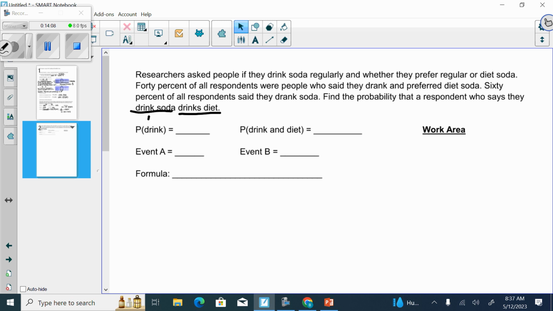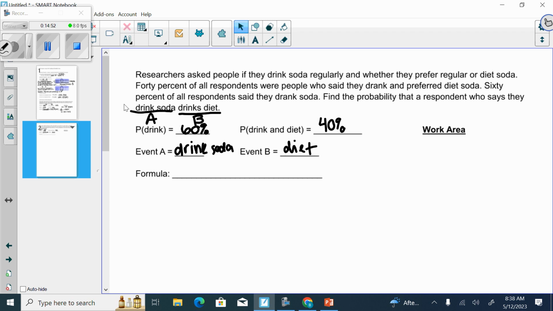Right? So, do I have something or some value for drinking soda? Do I know what percent of people drink soda? 60%. Okay, so I have something for here. Do I know what percent of people drink soda and drink diet? 40%. Okay, so my event A is just the drinking soda, while my event B is that they drink diet soda.